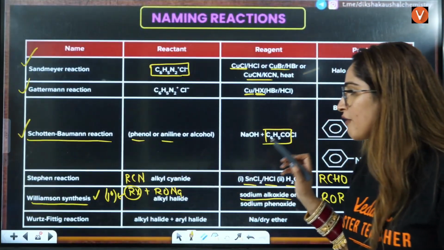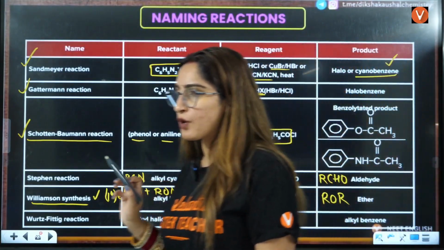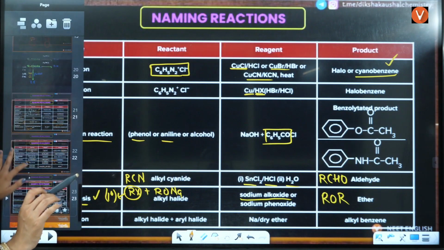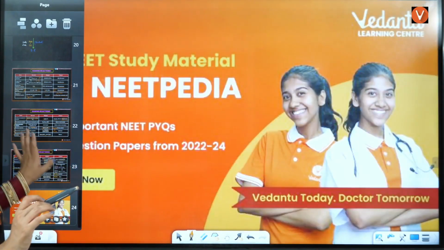Last is you have Wurtz-Fittig reaction. This we have done in the starting of this, right? Okay, students, I hope that is clear to you. So it's just 26 minutes and we are able to complete most of the important reactions.